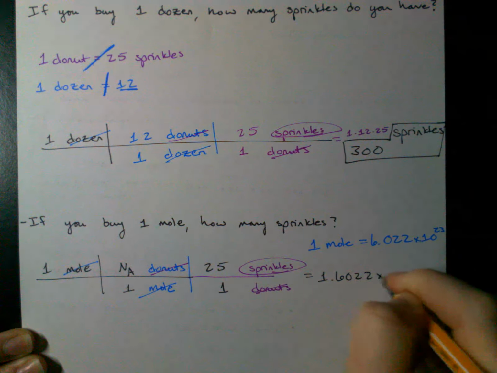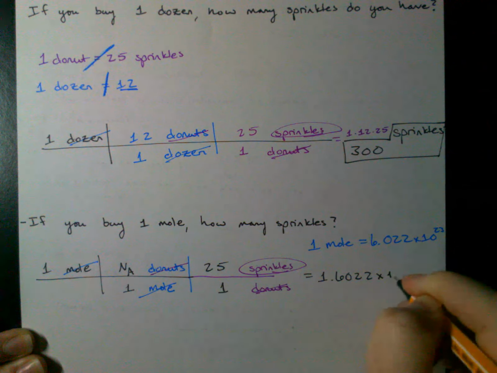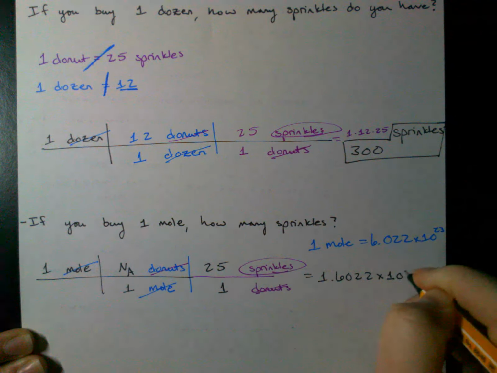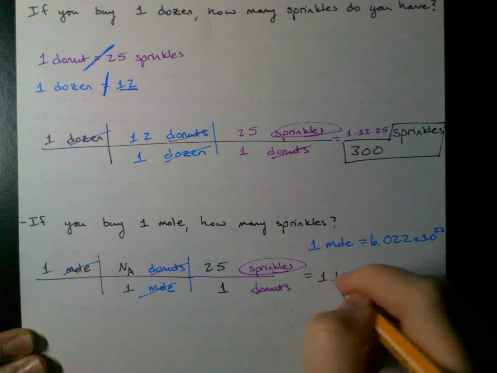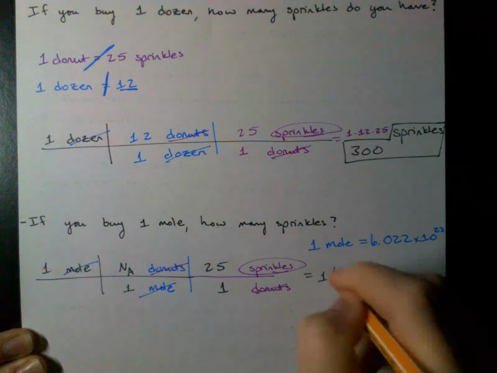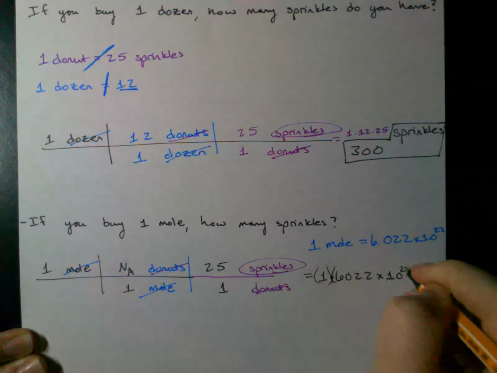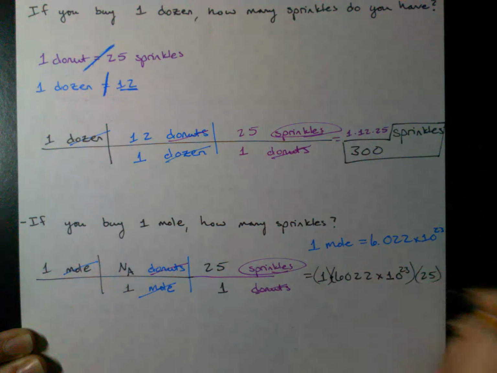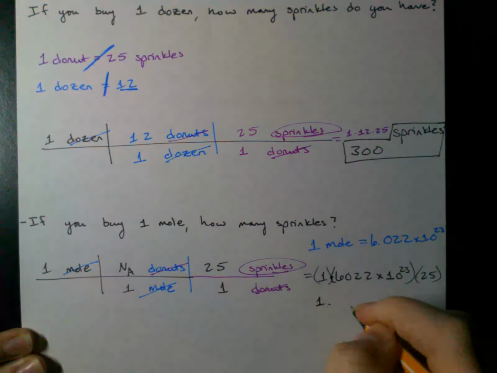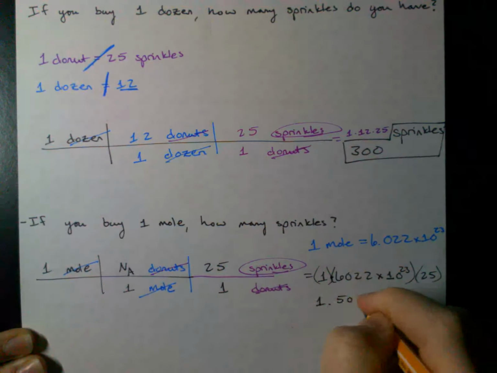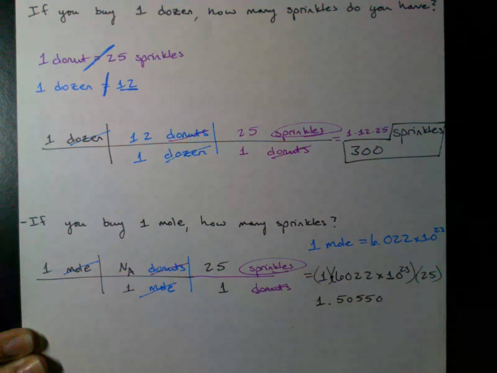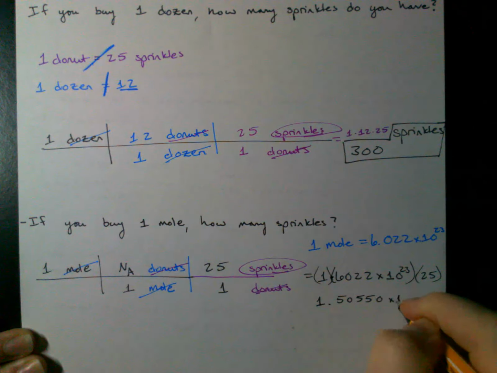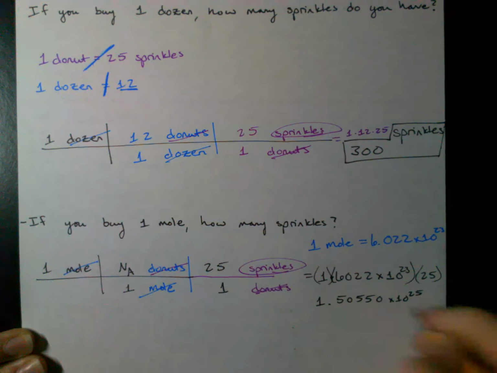1.6022 times 10 to the 23rd. Never mind, I can't do math. That was supposed to be times. So this is what you would put in your calculator. My answer is not that. It's 1.50550000 times 10 to the 25th sprinkles.